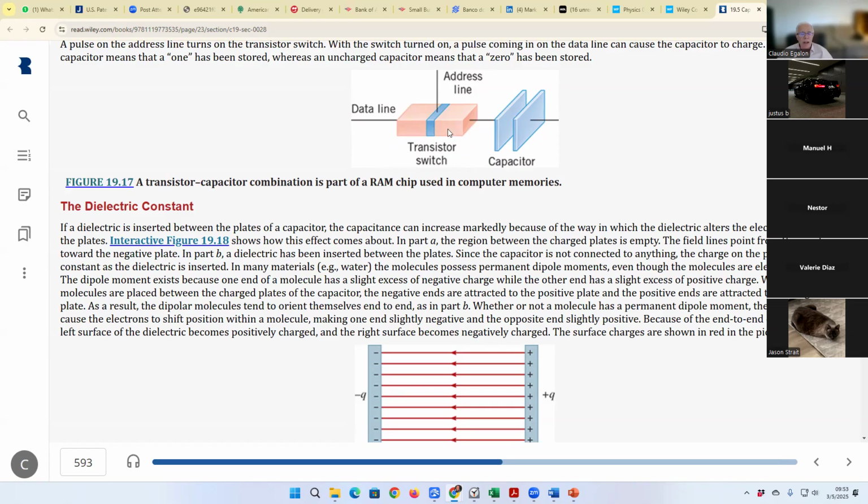That's what this transistor does. This transistor turns on and off depending on certain conditions.